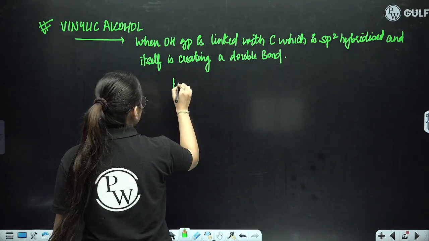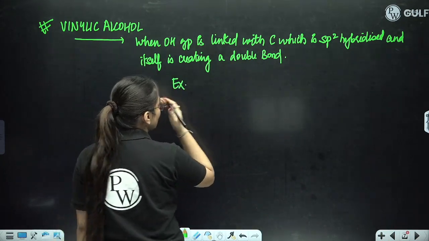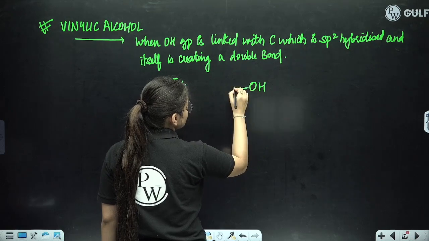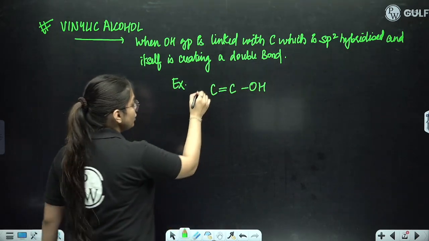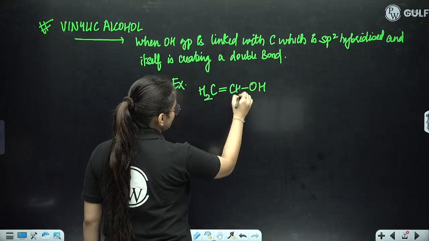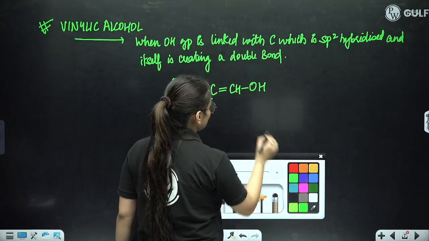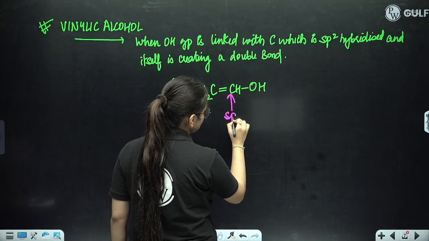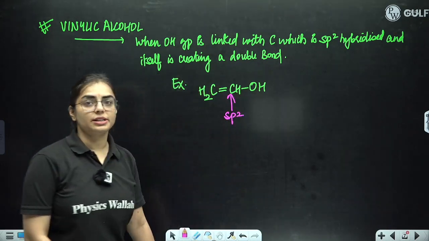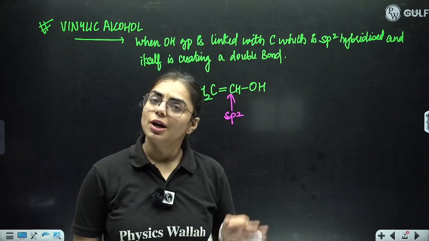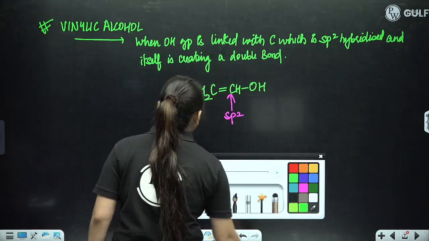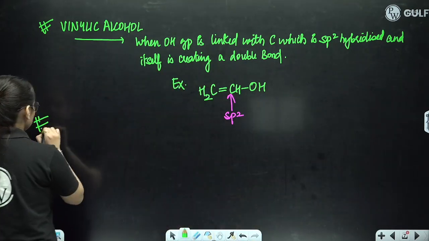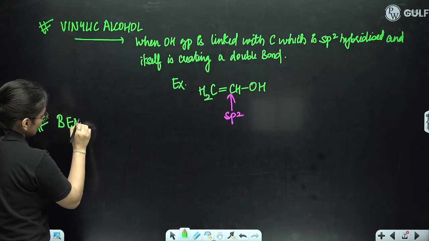What example can you take over here in the case of vinylic alcohol? This is your OH. It is attached to a carbon which is itself creating a double bond. And when we fulfill the valency of carbon atoms with hydrogen, just observe the hybridization of this carbon to which the OH group is attached is sp2. So this creates your vinylic alcohol. Clear with this part? That's really great, students. Now comes the third category, that is benzylic alcohol.